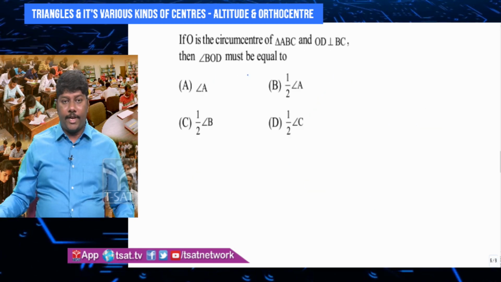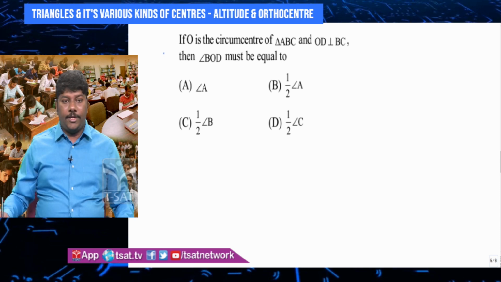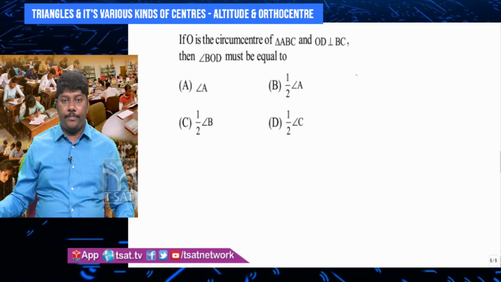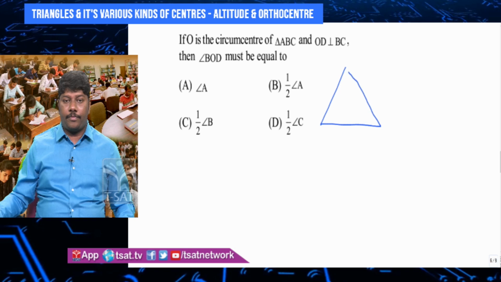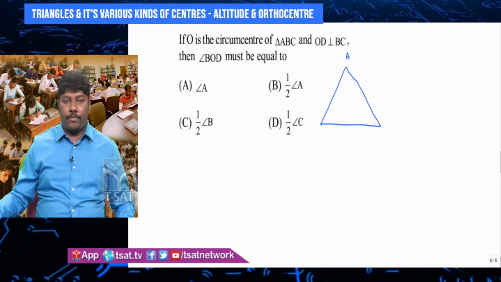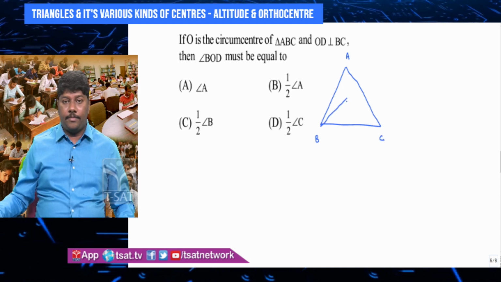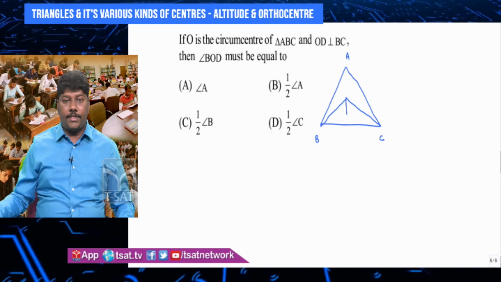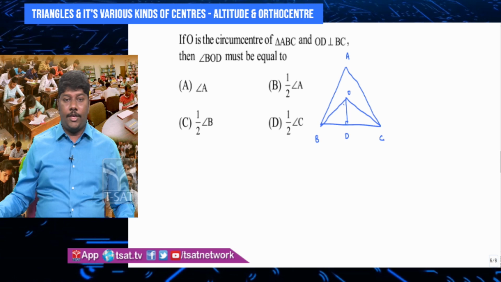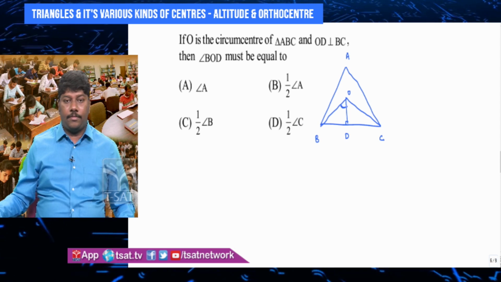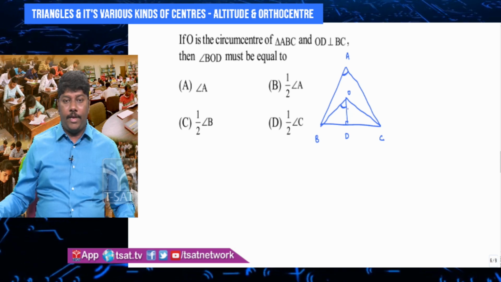O is the circumcenter of triangle ABC and OD is perpendicular to BC. Then angle BOD must be. O is the circumcenter of triangle ABC. This is a circumcenter. OD is perpendicular, he says. Then he is asking you BOD, this angle. We know this is angle A, therefore it must be.